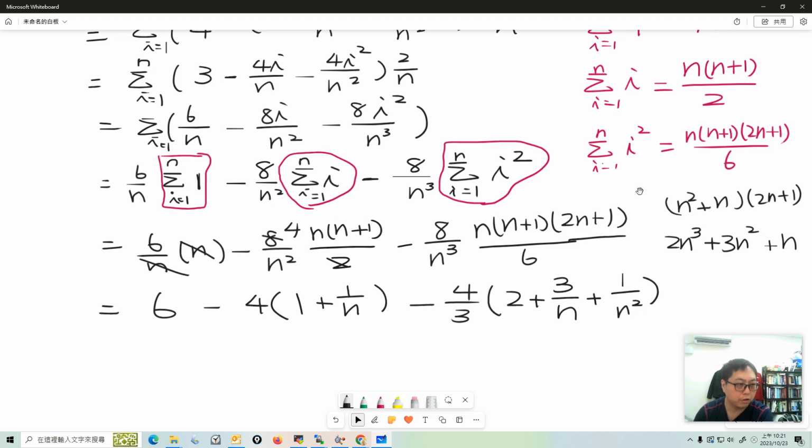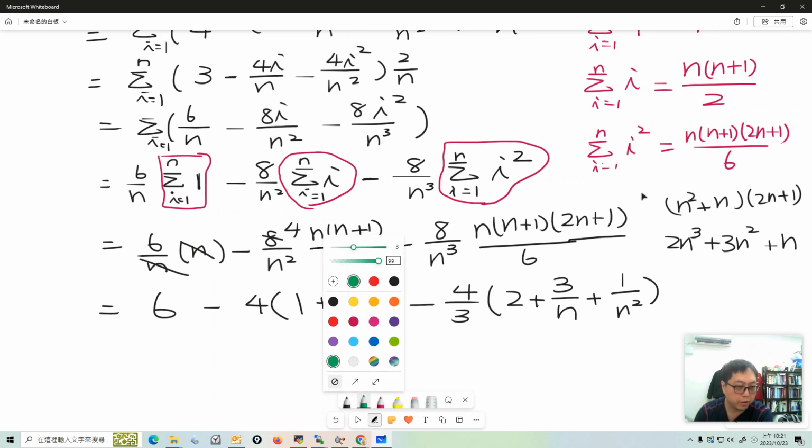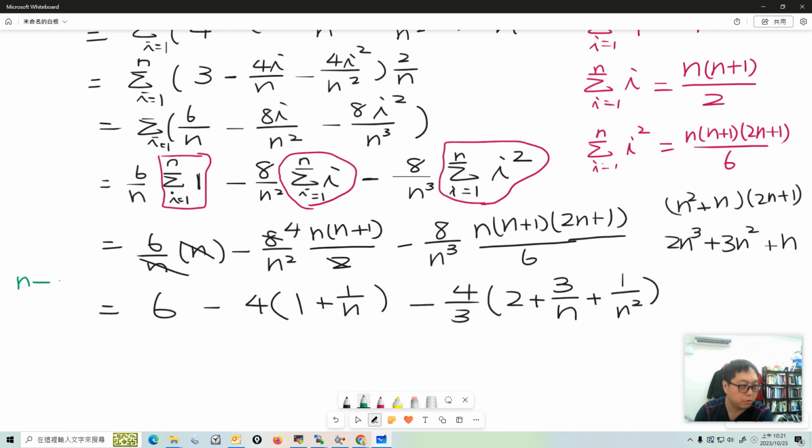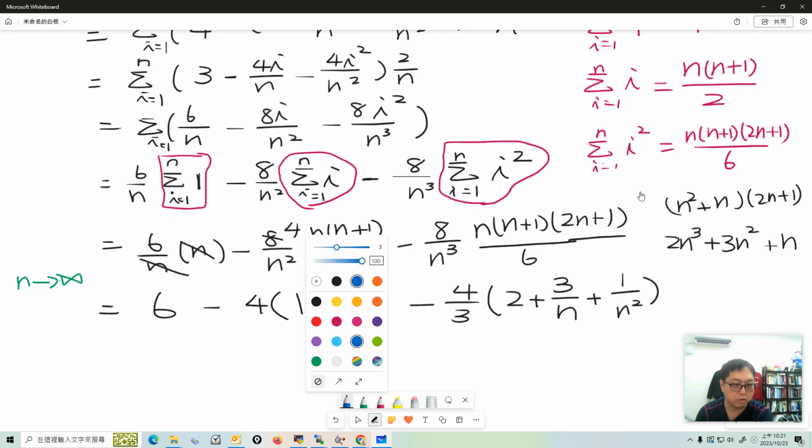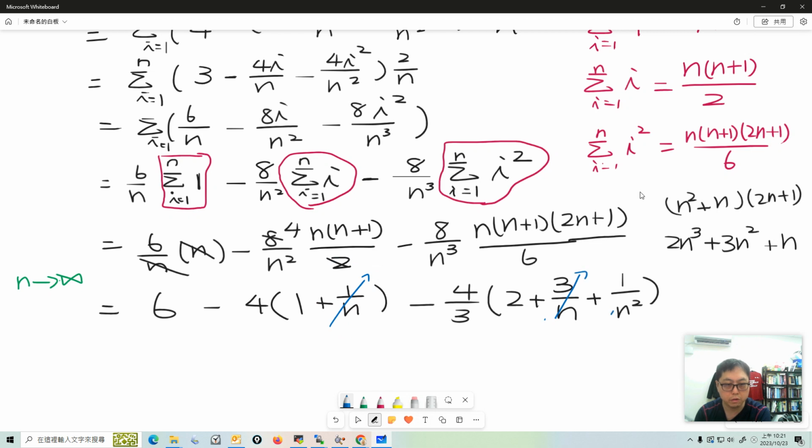Okay, we'll finish the calculation soon. At the very beginning we emphasized that n approaches infinity. n is a huge number. So if n is a huge number, what's the answer? These terms are 0. So the answer is 6 minus 4 minus 8 divided by 3.